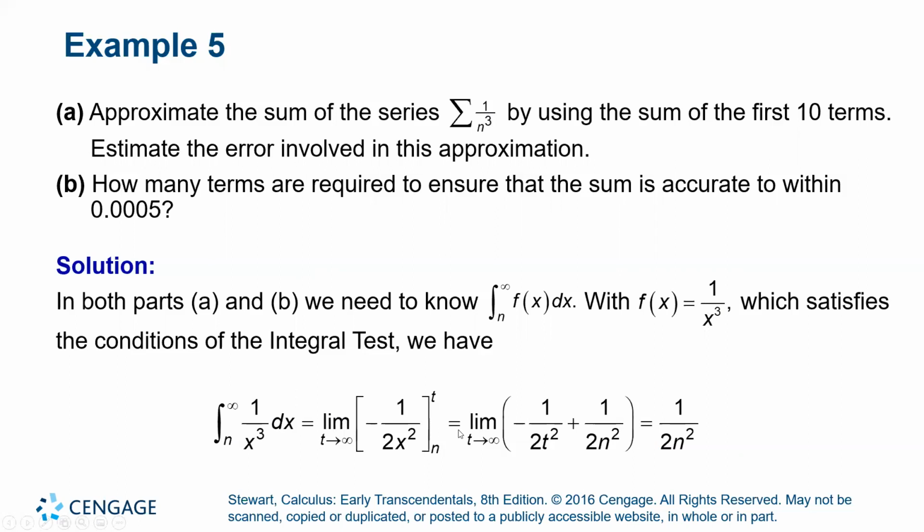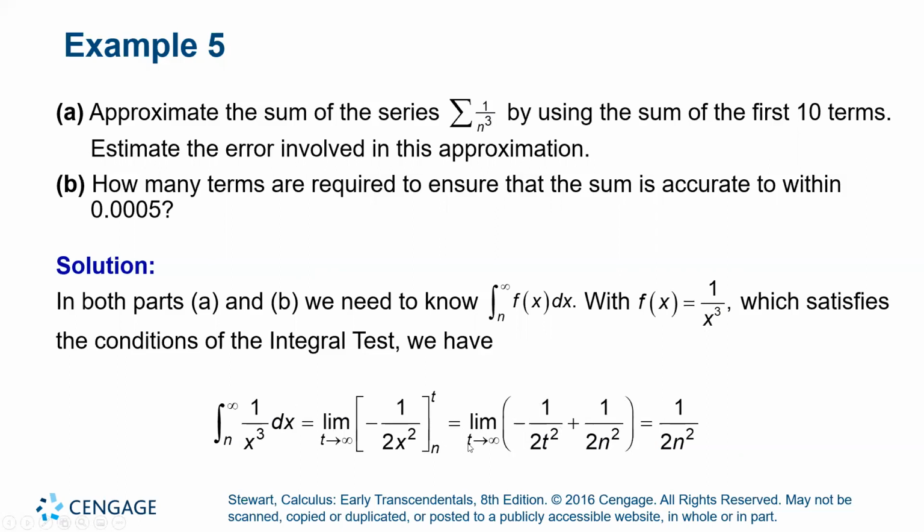So then we apply the t and the n, the limits of our integration, and we have negative 1 over 2t squared plus 1 over 2n squared. So when we take the limit as t approaches infinity, that only applies to the first term, because notice the second term doesn't have a t in it. n is some other value not involved in this limit.